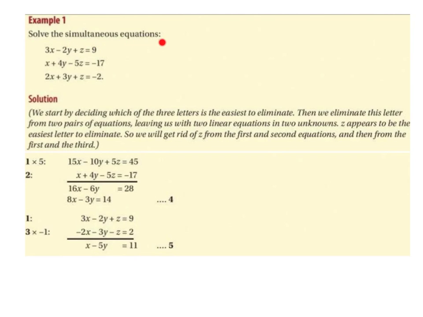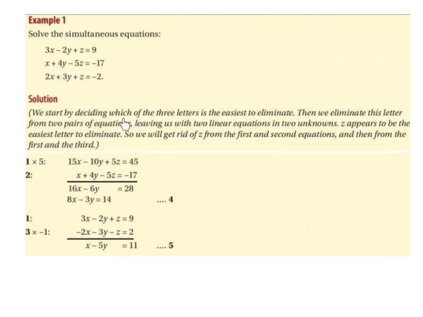Solve the simultaneous equations 3x minus 2y plus z is equal to 9, x plus 4y minus 5z is equal to minus 17, 2x plus 3y plus z is equal to minus 2.